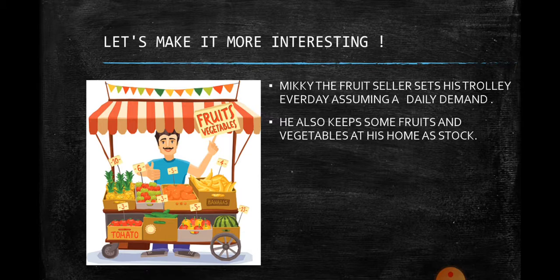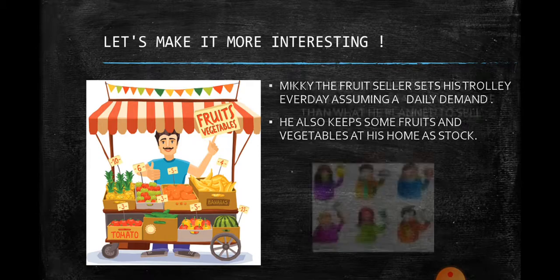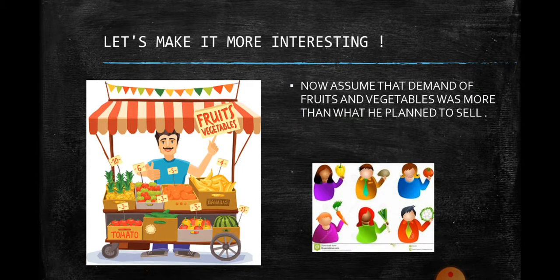Let's say there was a fruit and vegetable seller, Mickey. Daily he sets his trolley, assuming a particular demand which will be there. Now, let's assume that one day demand of fruits and vegetable was more than what he planned to sell. What is he going to do in that case? Obviously, his stock of fruits and vegetables will decline, and then he will be procuring more fruits and vegetables to rebuild the unplanned decline in the stock.